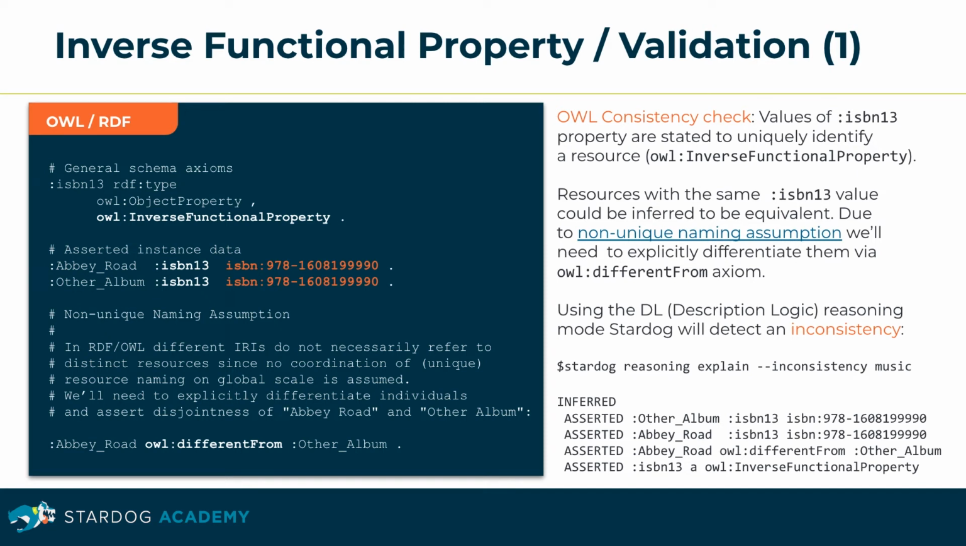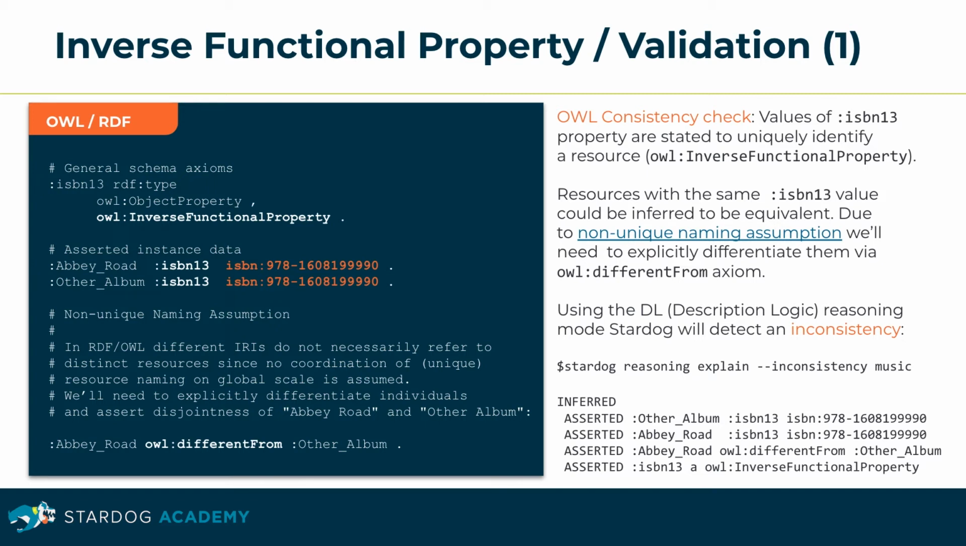This example leverages all OWL axioms and inference rules to detect an inconsistency in the dataset. The range of the property ISBN-13 is an International Standard Book Number, ISBN, resource. This media identifier is stated to uniquely identify a resource because the property is of type OWL inverse functional property. Two resources with the same ISBN-13 value could be inferred to be equivalent.